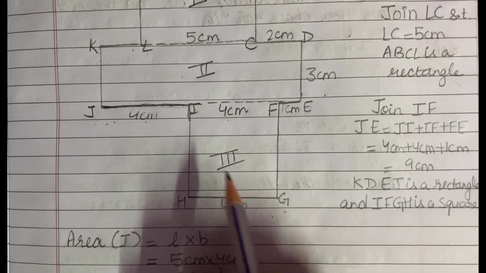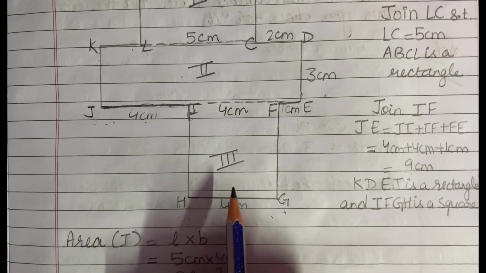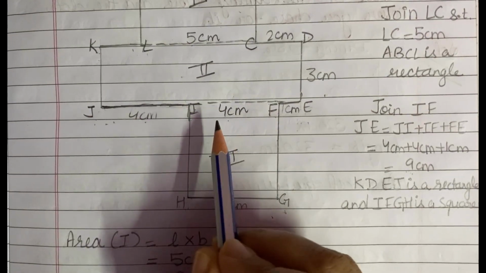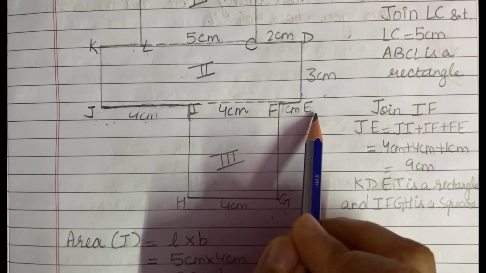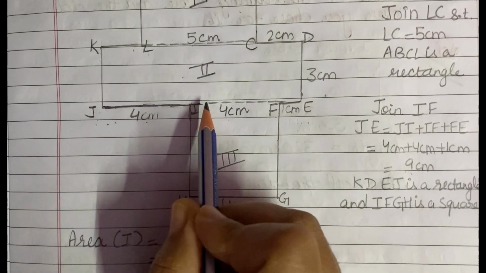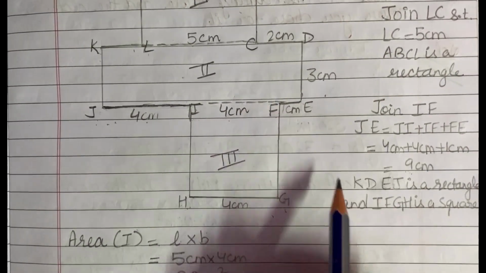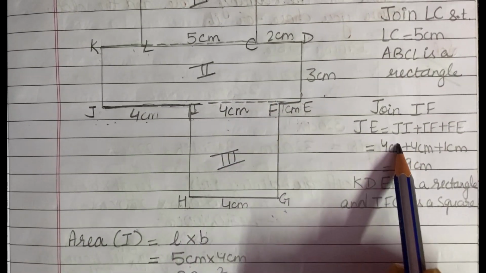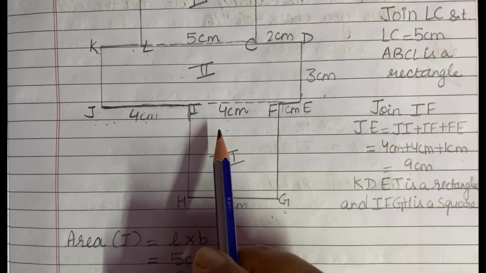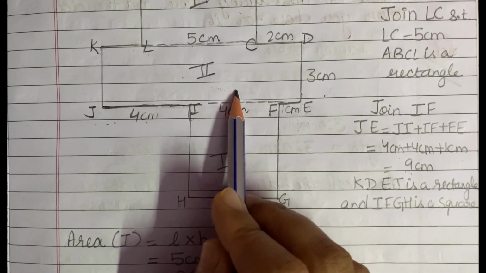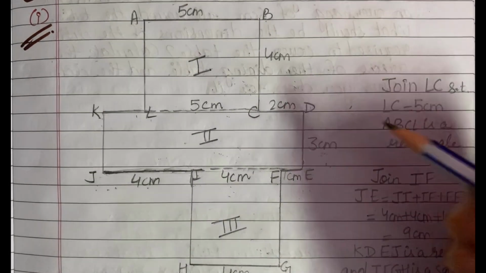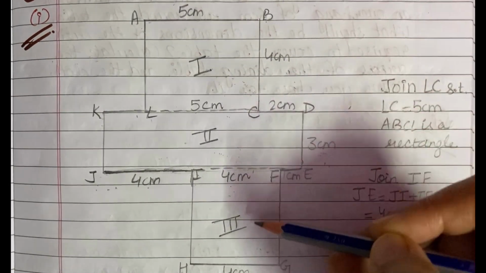And since this IFGH is a square, therefore IF is equal to 4 centimeter. And to find the length of JE, what we will do? We will add JI plus IF plus FE, that is 4 centimeter plus 4 centimeter plus 1 centimeter, and that is equal to 9 centimeter. So the length of this second rectangle is 9 centimeter and its breadth is 3 centimeter. Now we will find the area of first part, second part and third part.